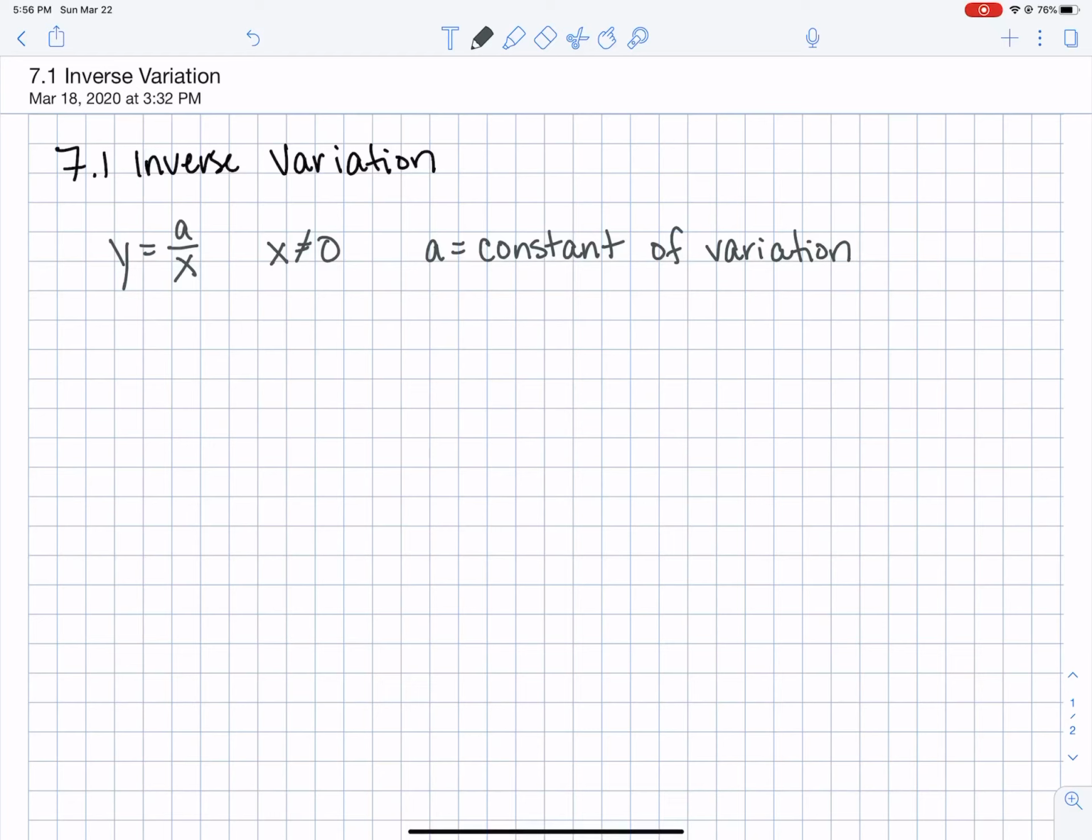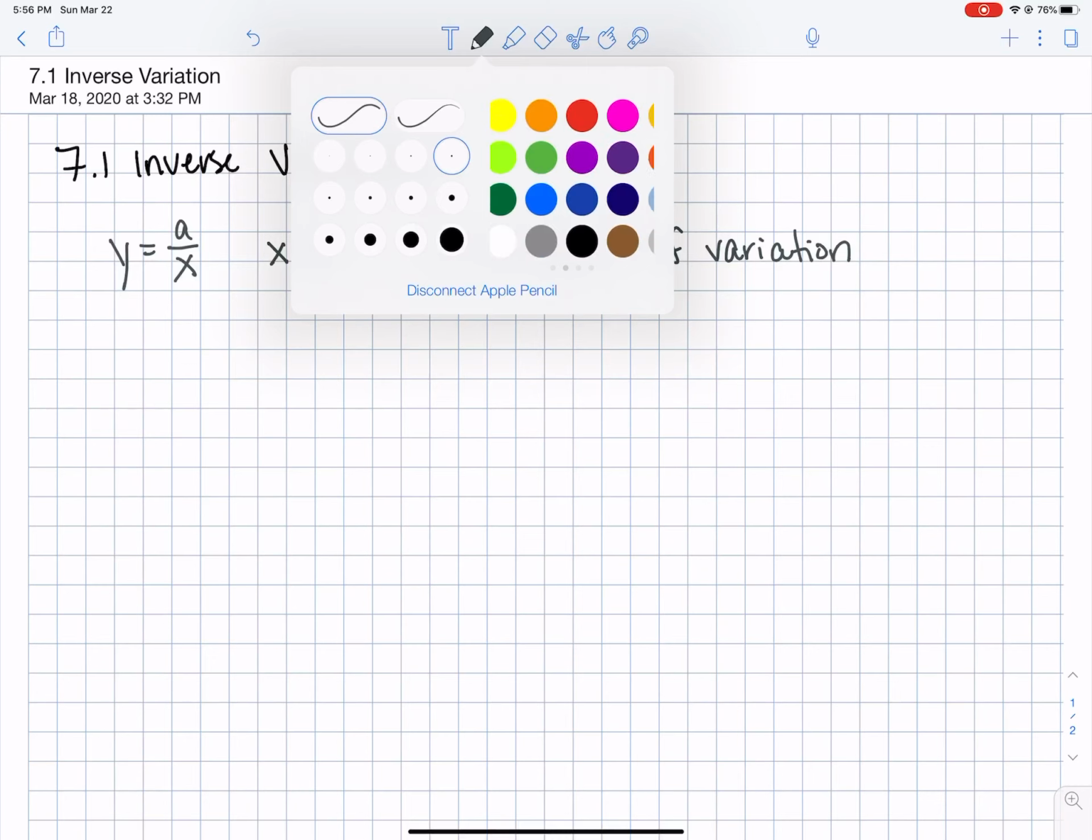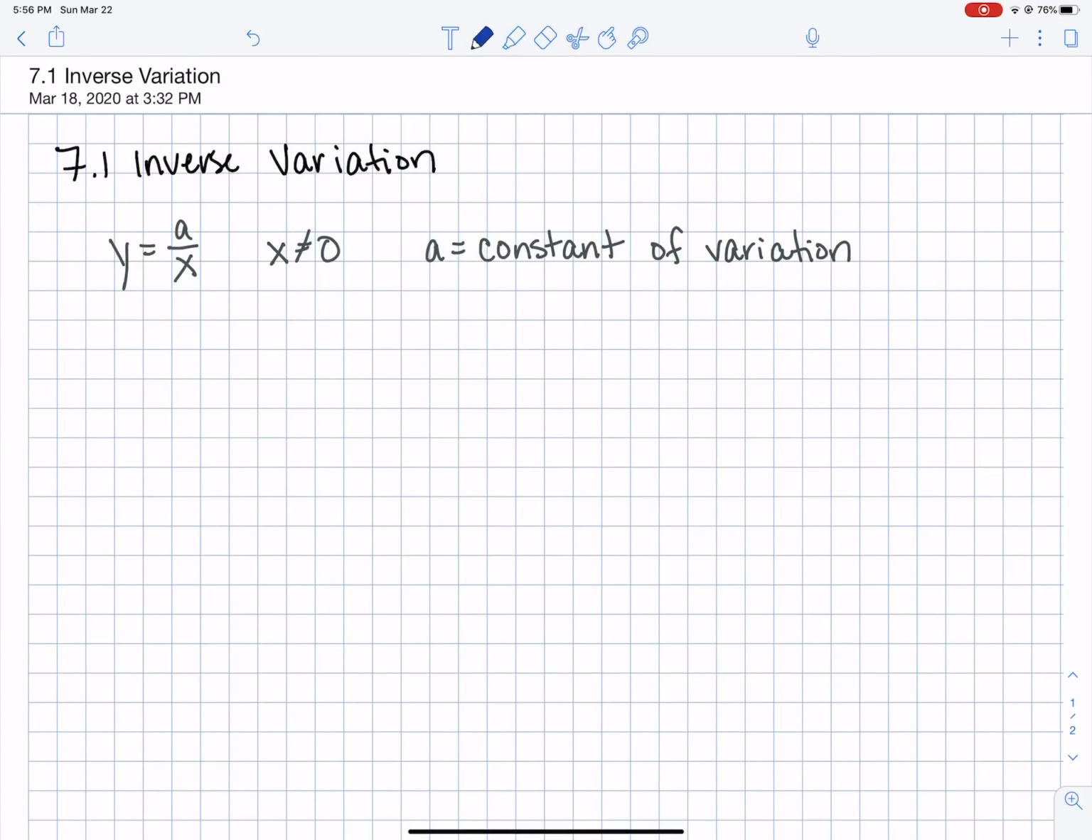So this differs a little bit from what we call direct variation. I'm going to switch colors here. We're going to put this in blue. So direct variation is when y is equal to x, and as x gets larger, y also gets larger, or as x gets smaller, y would get smaller. You guys touched on that a little bit in your homework. Hopefully you finished up that homework that we got right before we closed.